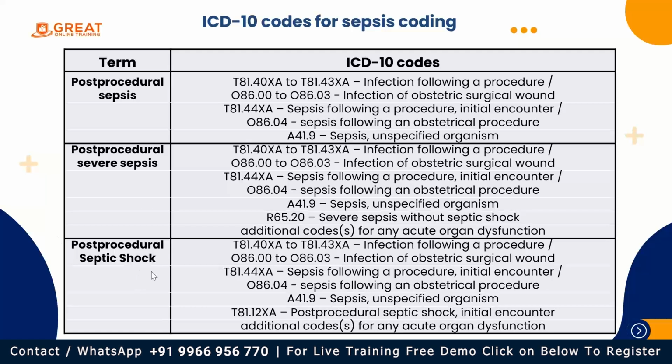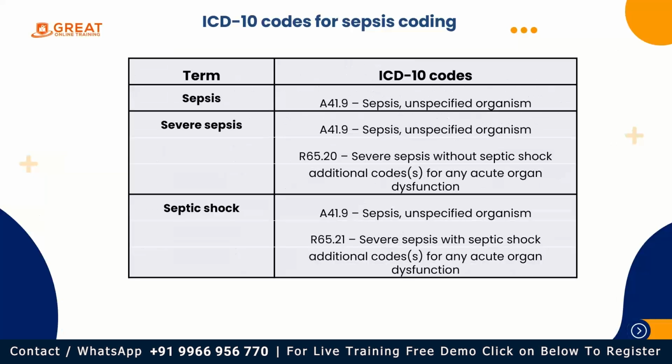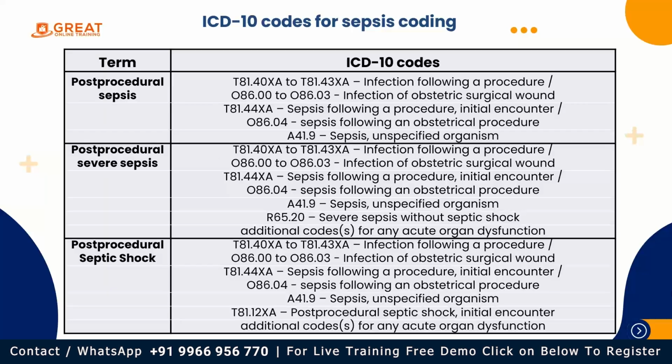And if post-procedural septic shock is there, again the first three codes are the same, but the fourth code will change because we have a separate code for post-procedural septic shock, T81.12XA. The fifth code is again the same, an additional code for acute organ dysfunction. I know this is very confusing, but once you go through this table, you just have to follow these two tables. This is a common question; you will commonly find questions on this. First go through this table and try to learn it by heart, then go through the other table and learn it by heart. At least you have to know the sequence.